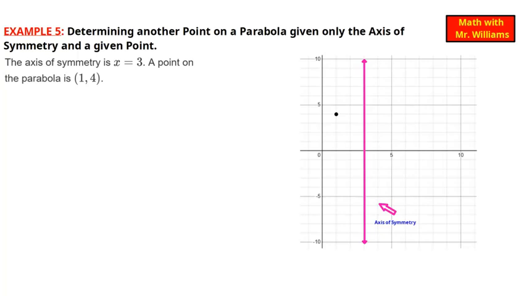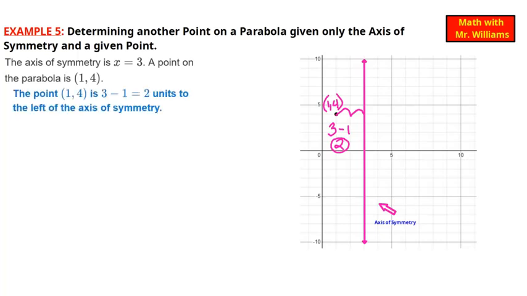So we can see here that if I'm looking at my axis of symmetry, I can count 1, 2 spaces this direction. Or if I did the math, it would be 3 minus 1, since the x value of our point is 1, which gives me 2 spaces away from my axis of symmetry. Therefore, there has to be another point on the parabola with the same y value, but equal distance away from that axis of symmetry. Since we went left 2 spaces, I'm going to go to the right 2 spaces, 1, 2, finding my point right here at (5, 4).